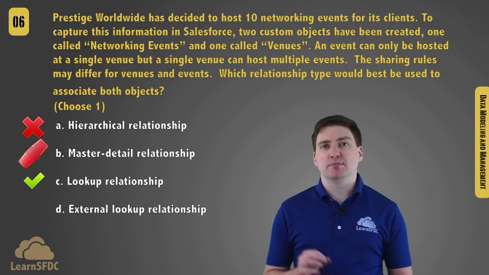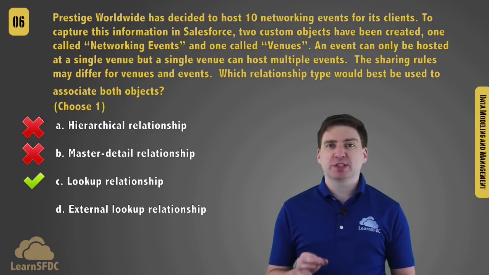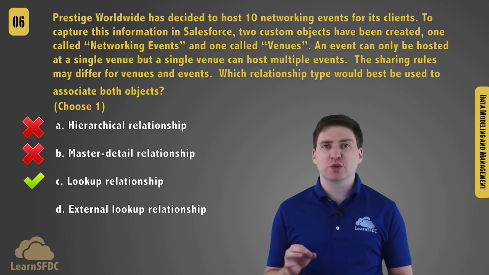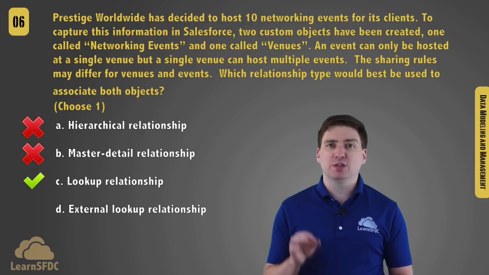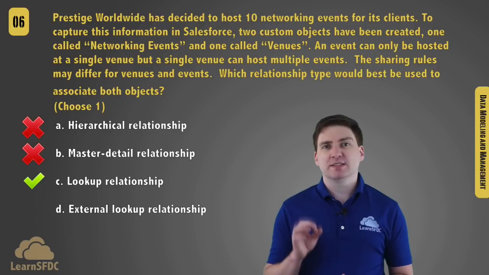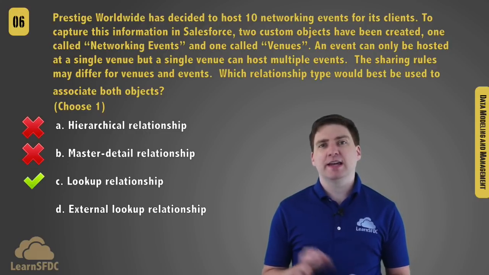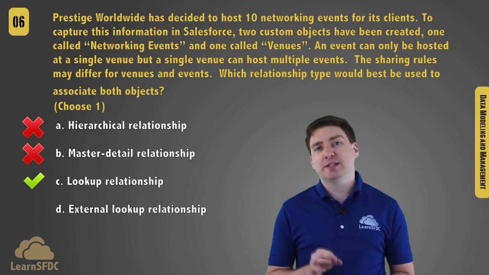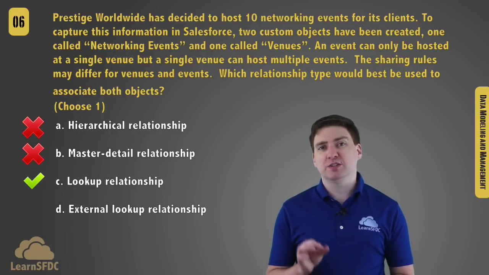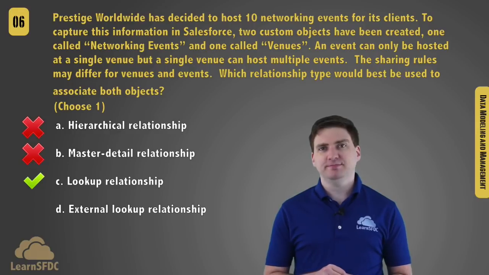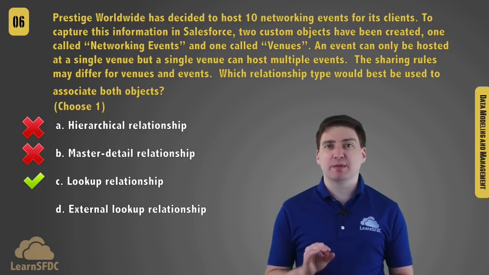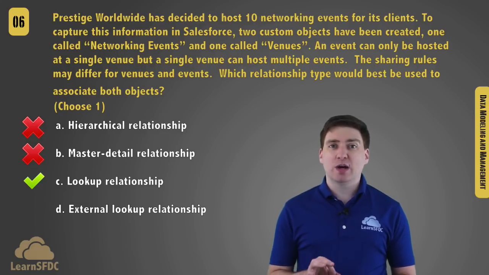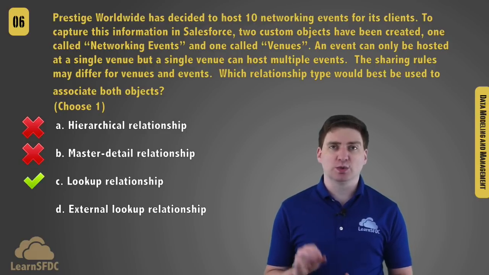B is incorrect because a master-detail relationship links 2 objects together so that the master record controls certain behaviors of the detail record. Every detail record must be linked to a master record. Since a venue can be used for more than one event, and one event may not have a venue assigned yet, a master-detail relationship will not work for linking the 2 objects together. Also, detail records inherit their sharing settings from the master object, so the detail object could not have its own unique sharing rules.